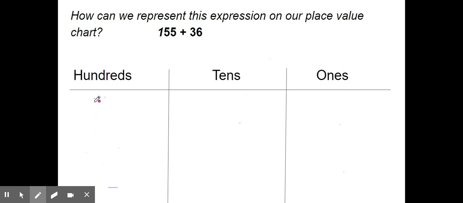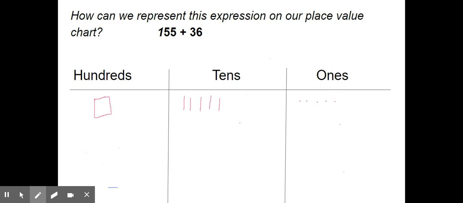There's 100. I'm going to make my square for 100. There's 5 tens. 1, 2, 3, 4, 5. And there's 5 ones. 1, 2, 3, 4, 5.